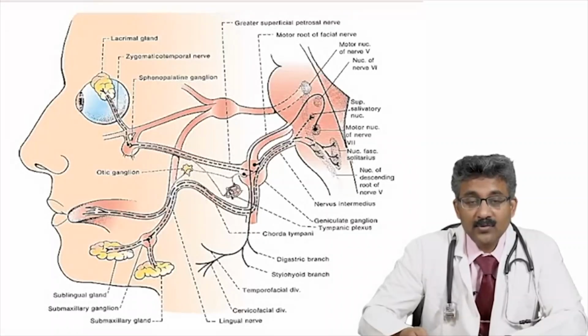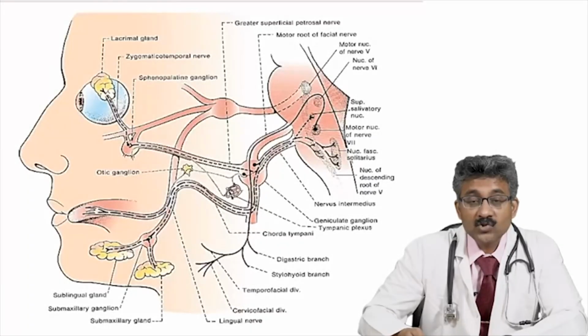The small broken line you can see has 2 parts. One is to the lacrimal gland, and another to the sublingual and the submandibular gland. Where are these fibers coming from? You can see here there is the superior salivatory nucleus. It supplies through the nervus intermedius.